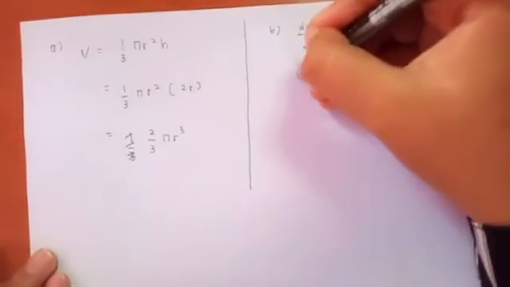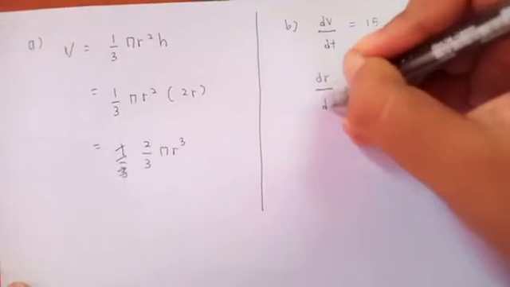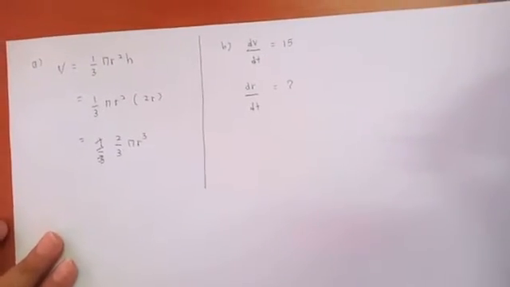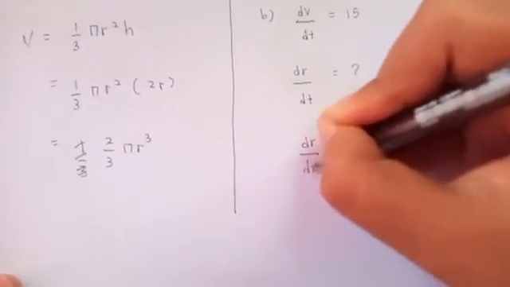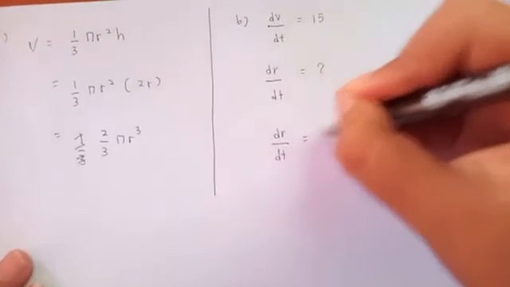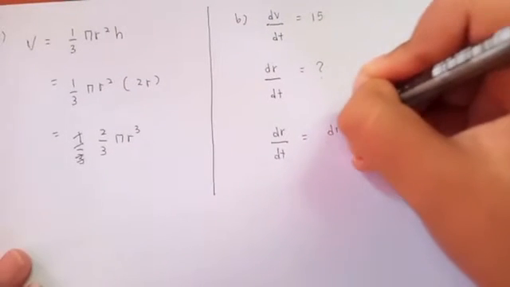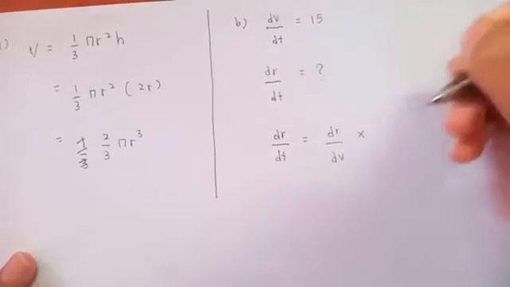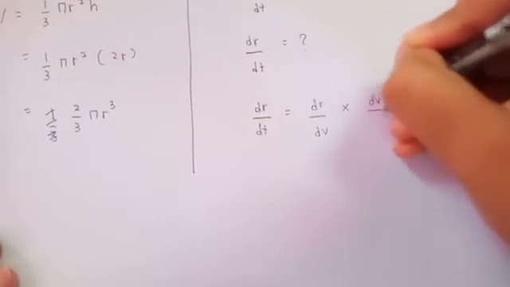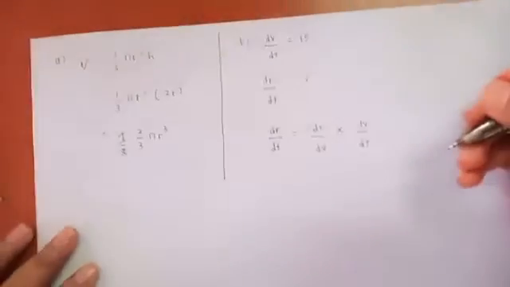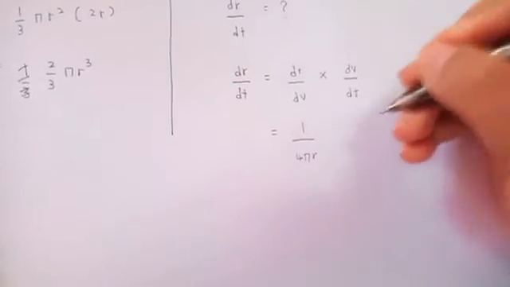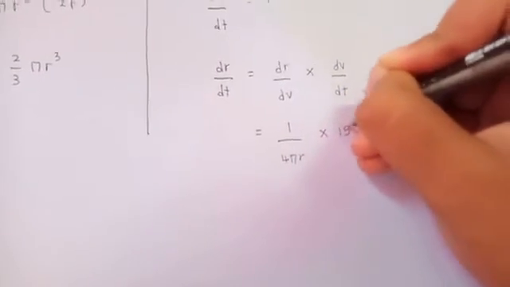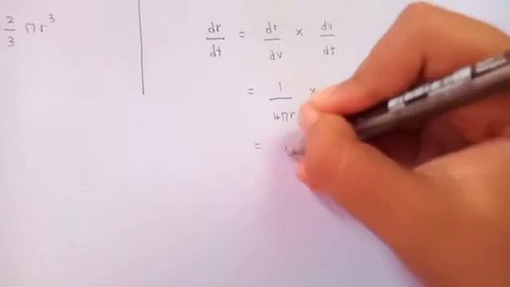So we need to find dr over dt. We can use the chain rule formula, which is dr over dt equals dr over dv times dv over dt. So dr over dv equals 1 over 4 pi r times 15. So we will get 15 over 4 pi.